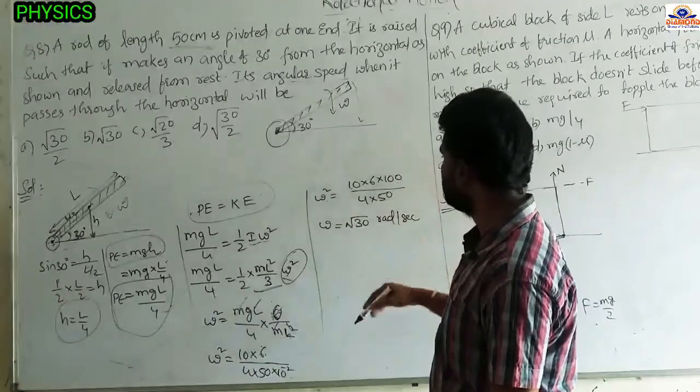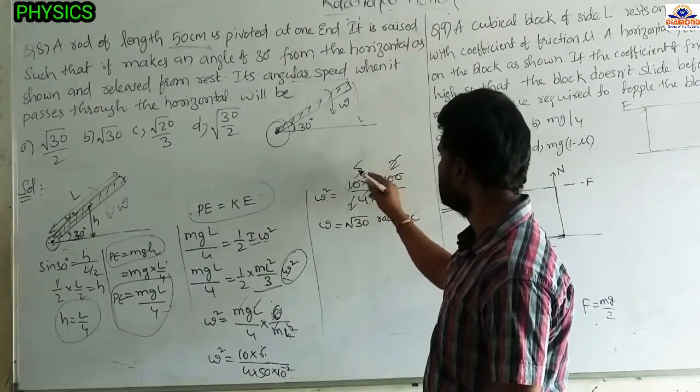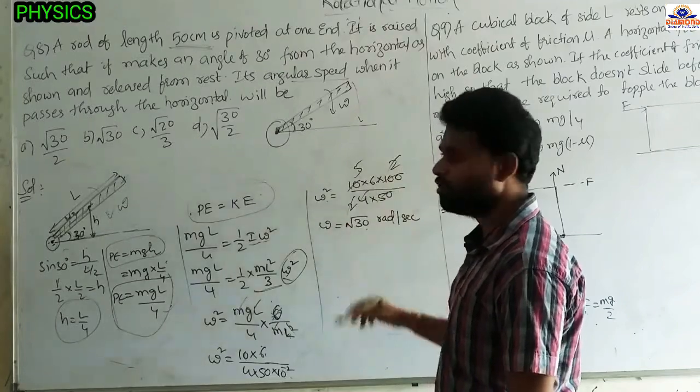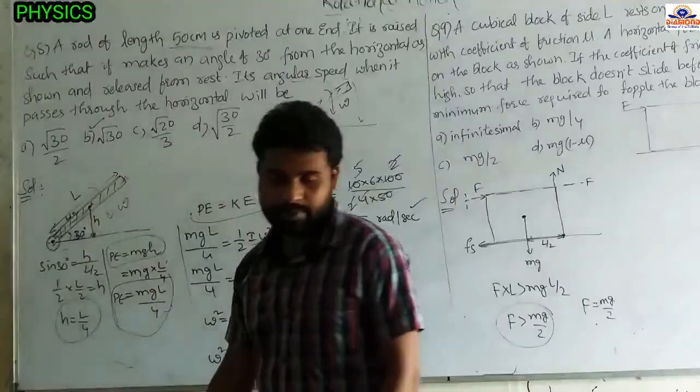I am sending it to the numerator, and it will become 100. 50 ones are 2 fives... 5 into 6 is 30. Omega equals square root of 30 radian per second. So root 30 radian per second.